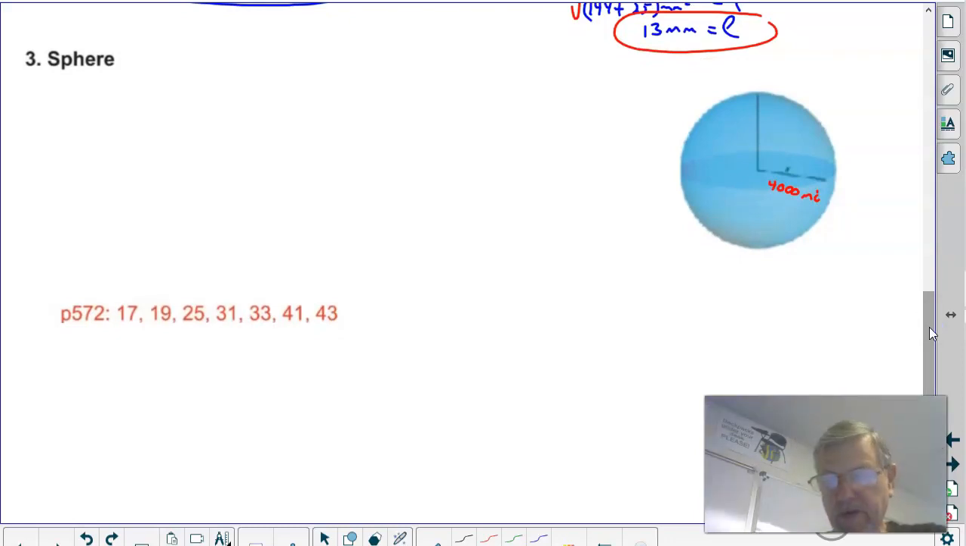Okay, so let's figure out the area of the sphere. Notice I included a radius here of 4,000 miles. That should mean something to you. A radius of 4,000 miles. 4,000 miles is roughly the radius of the Earth. So we're going to figure out the surface area of the Earth. Now, you need a formula.